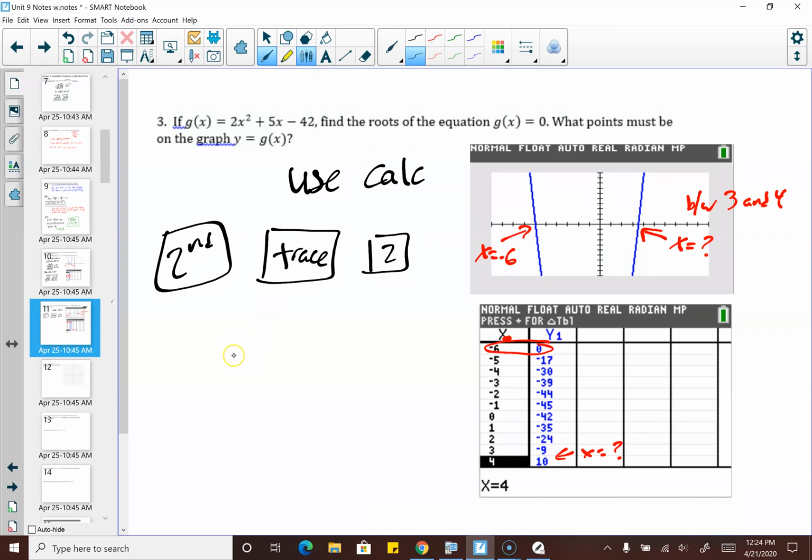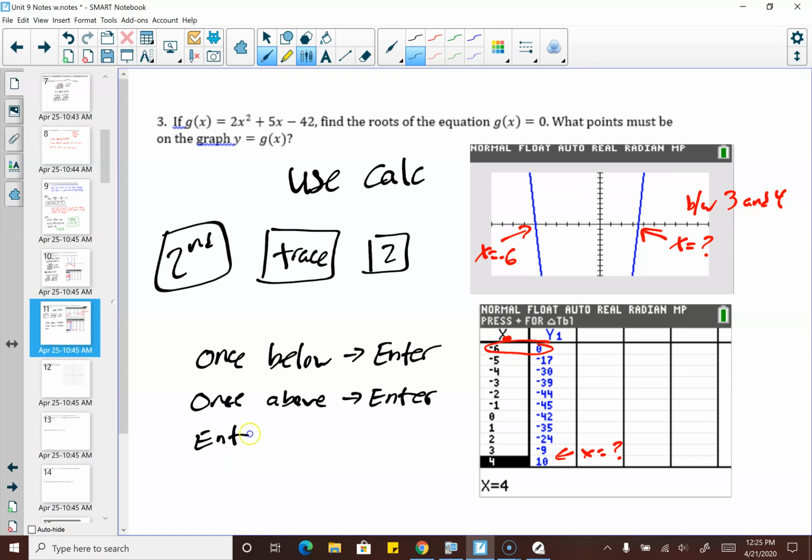So using this, we went once below, we hit enter. We went once above and hit enter. Then we hit enter again. And it told us that our other 0 was at x equals 3.5. Again, you could also do this by factoring or quadratic formula, but I'm trying to show you how you can use the calculator to do some of this stuff instead. So our zeros are -6 and 3.5.